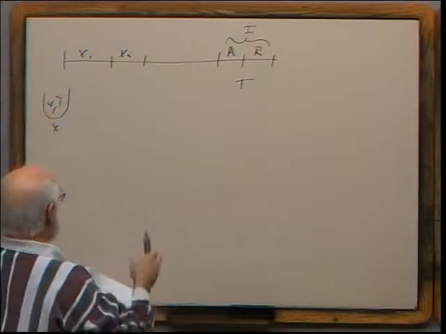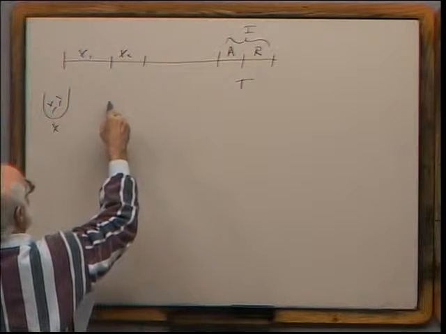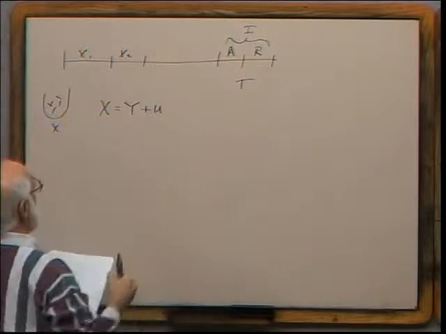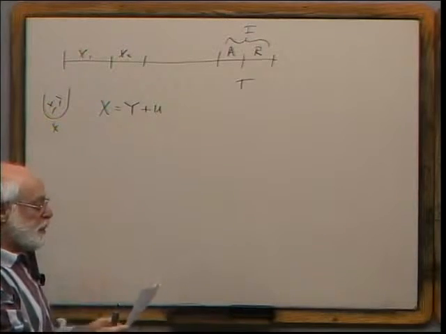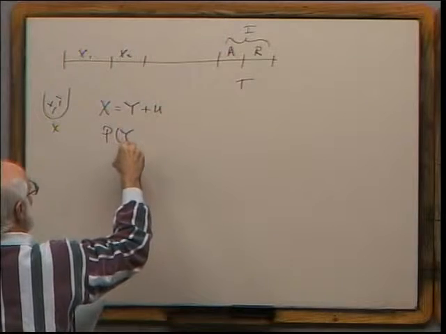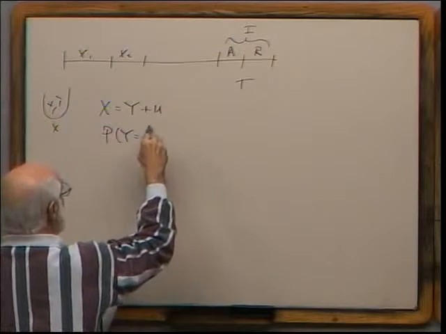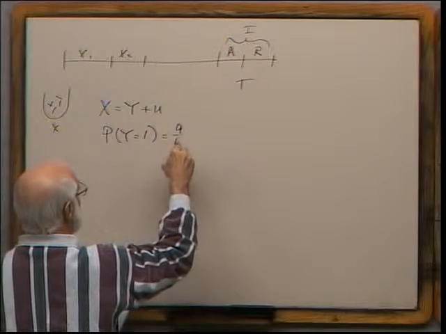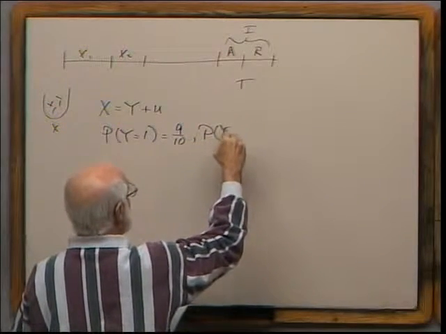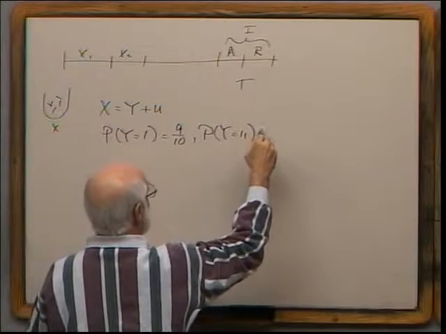And the idea is that x in part B is equal to y plus u, where y is a random variable whose distribution is discrete as follows. The probability that y is equal to 1 is equal to 9/10, and the probability that y is equal to 11 is equal to 1/10.